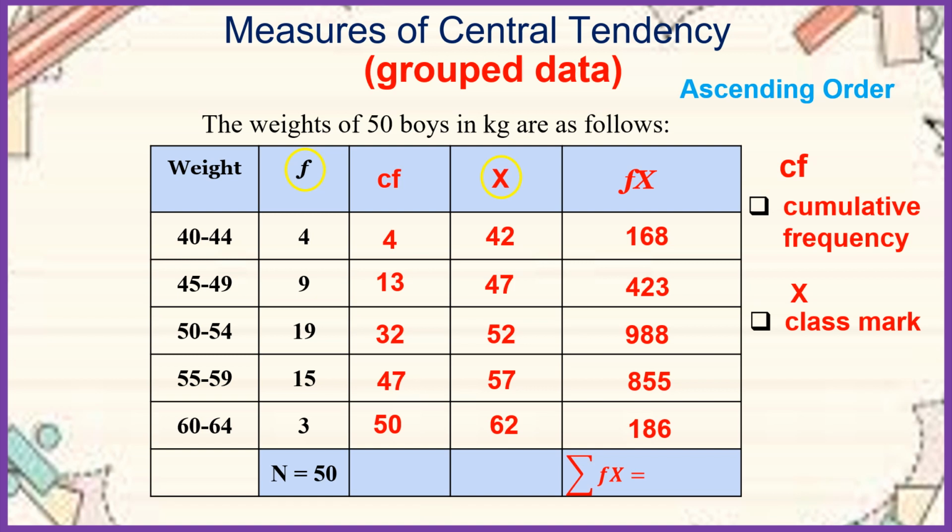Now that we complete our table, by the way, we have summation fx. So what is summation fx? We are going to add 168 plus 423 plus 988 plus 855 plus 186. So we will be having 2,620. And now we completely fill in the table. We are ready to solve for your measures of central tendency.